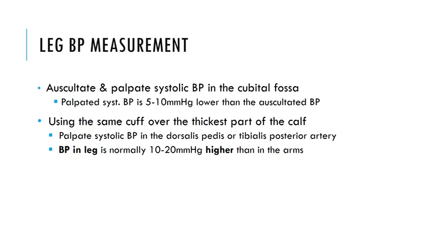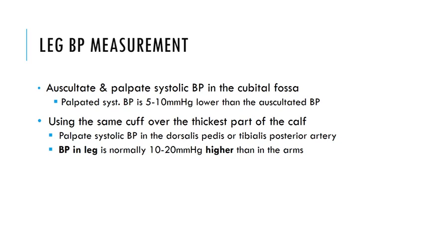To then take the blood pressure in the leg, you will use the same size cuff. You will put it over the thickest part of the leg, and you will then inflate the cuff, and as you deflate, you will palpate the dorsalis pedis or posterior tibial artery, and when you feel the pulse return, that will be your systolic blood pressure. For both your upper limb and lower limb, you will thus only be able to assess a systolic blood pressure.